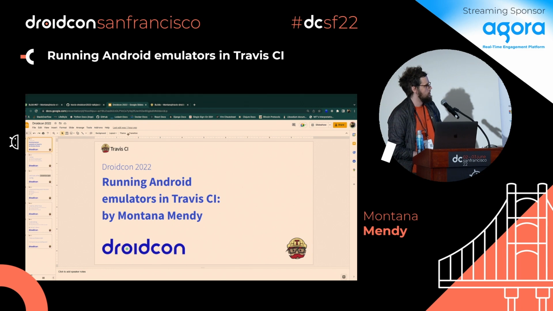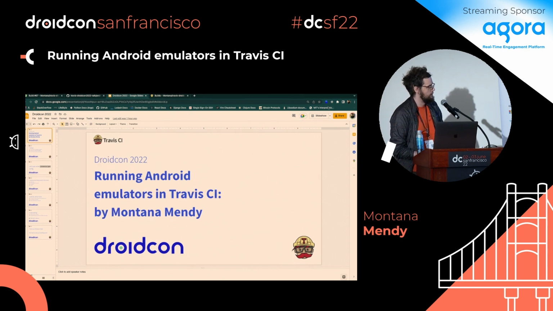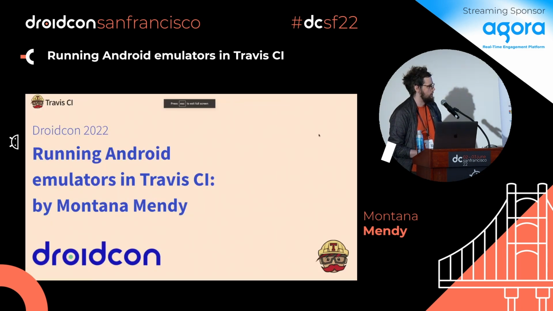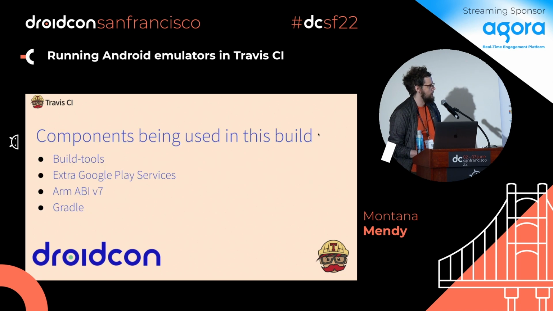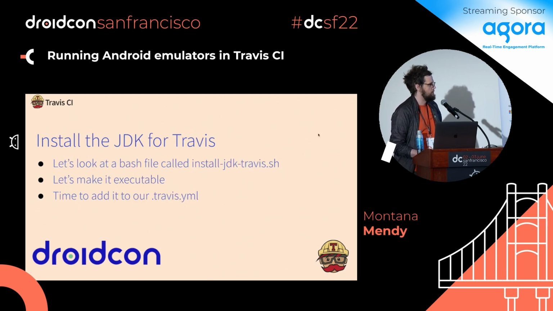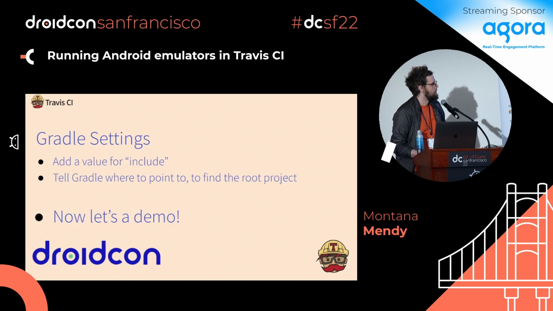So I think that's really about it for the talk here. Just some of the slides here, just quickly, that we kind of already went over, as a refresher. So we selected our language as Android, got our JDKs. We look at the YAML file. Components that we use in this build were build tools, extra Google Play services, ARM ABI V7A, Gradle. We looked at the bash files. We've made them executable using chmod, changing permission. Add a value, tell Gradle where to point to find the root project. That's obviously important.